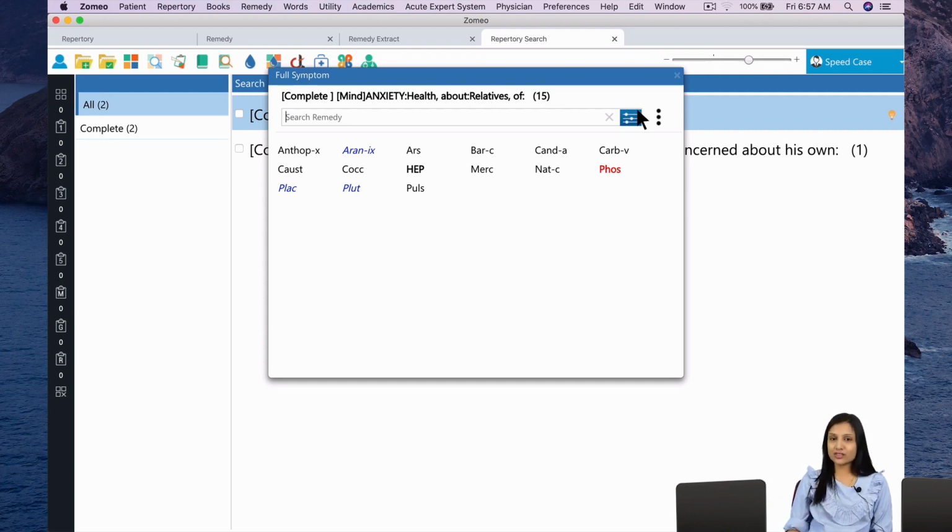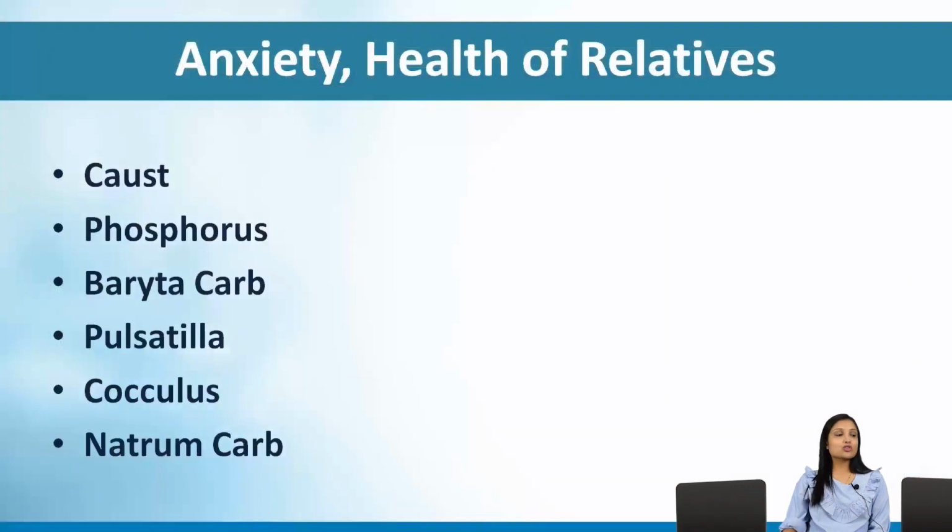Any anxiety has a reason, and especially an anxiety that is as specific as this, about health, and that too not of the self but about the relatives. There has to be a particular reason behind it, and that reasoning helps you to differentiate between remedies. So let's look at Causticum and Phosphorus. Now, both of these remedies, the first word we think of for both of these remedies is sympathy. Both are extremely sympathetic remedies.